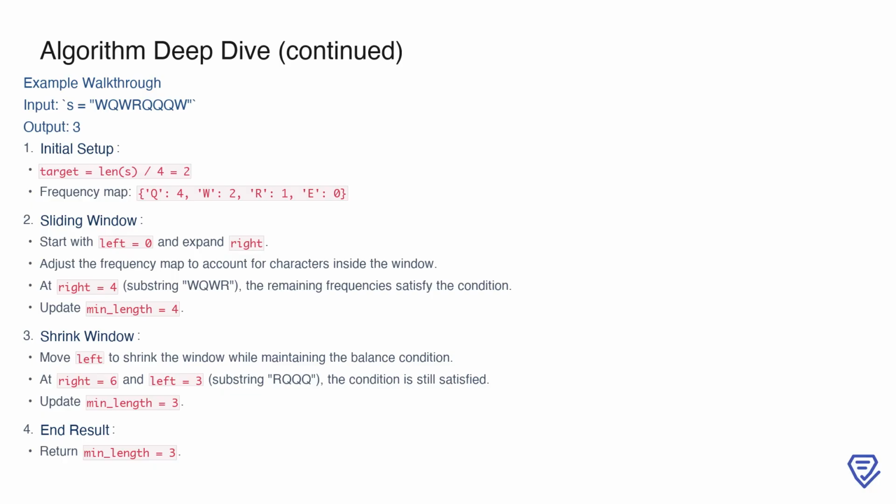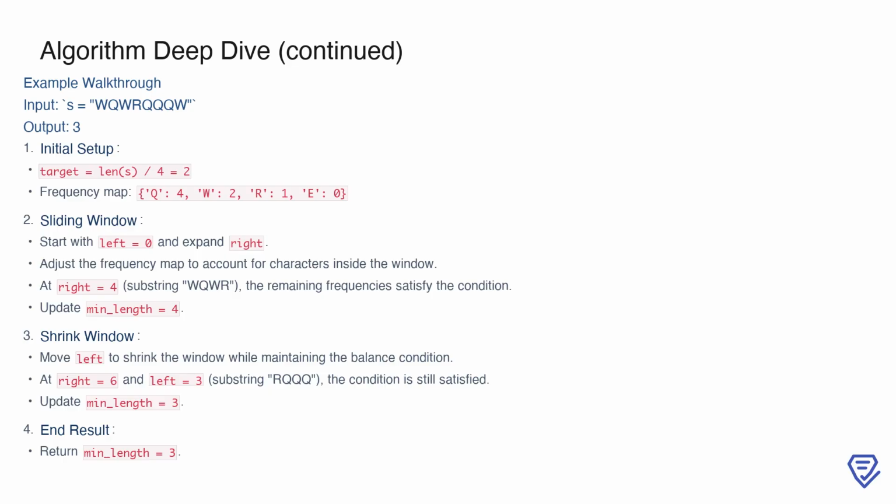Let's walk through an example to solidify our understanding. Consider the input string WQWRQQQW. The target frequency is len(s)/4, which equals 2. Initially, the frequency map shows Q occurs 4 times, W 2 times, R once, and E not at all. Using the sliding window, we start with left at 0 and expand right. At right equals 4, the substring WQWR satisfies the balance condition, so we update min_length to 4. Next, we shrink the window by moving left while maintaining the balance condition.